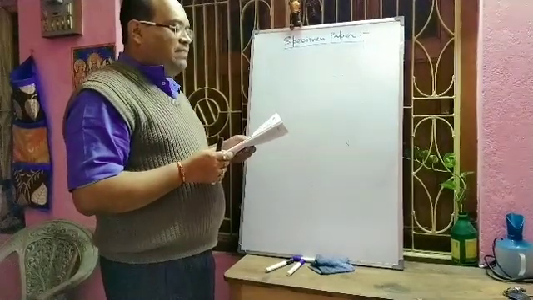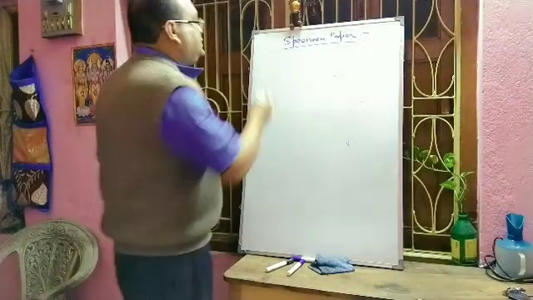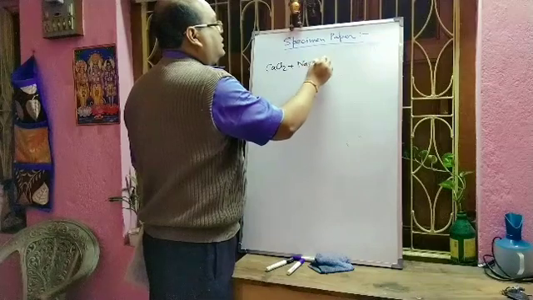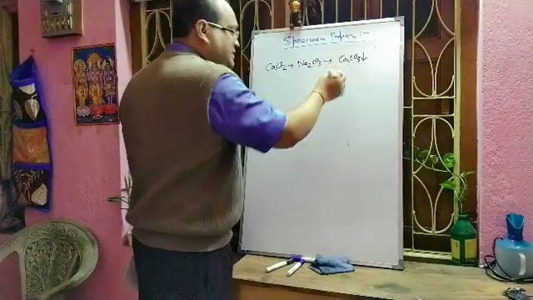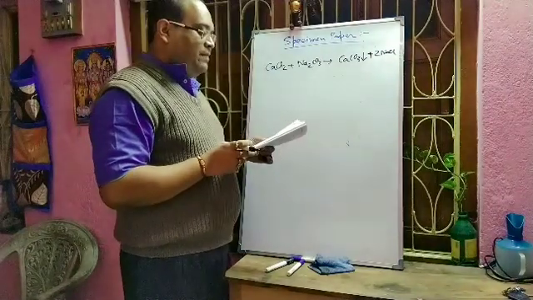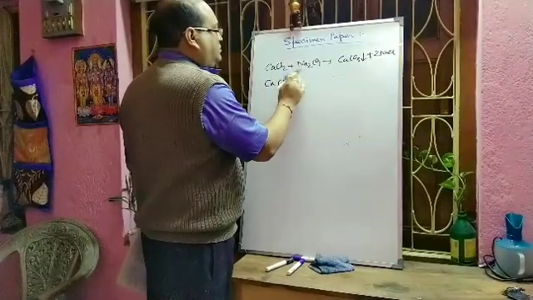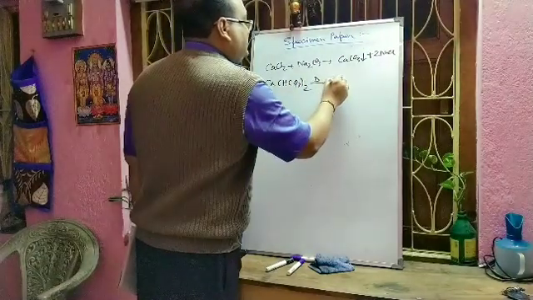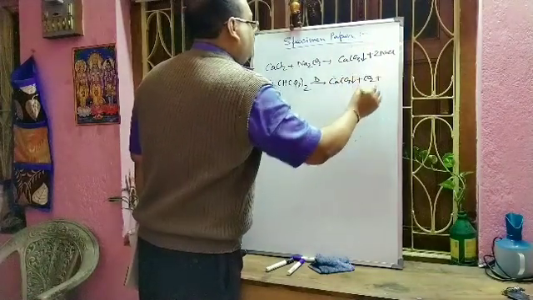Next question is given, write a balanced chemical equation for the removal of permanent hardness. Okay, so for permanent hardness, if you take calcium chloride and add sodium carbonate, then calcium carbonate will precipitate, and NaCl will form. This is for permanent hardness. For temporary hardness you can take calcium bicarbonate, and if you apply heat, that will produce calcium carbonate, plus carbon dioxide, plus H2O.